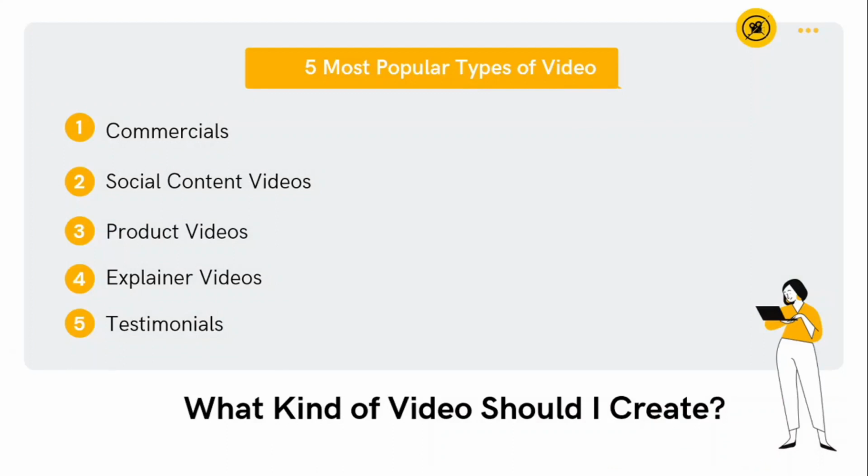So we'll be looking at types of videos, right? Now there are a lot of different types of videos, but these are the five most popular types that we have, and they include the commercials, the social content videos, the product videos, the explainer videos, and the testimonials. So we'll be looking at each of them one after the other, right?